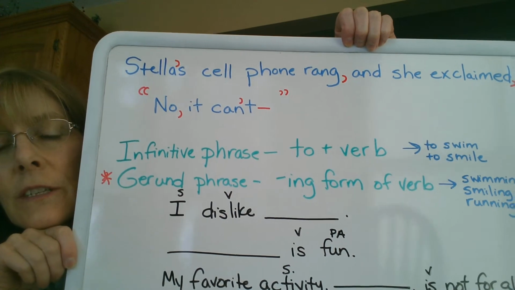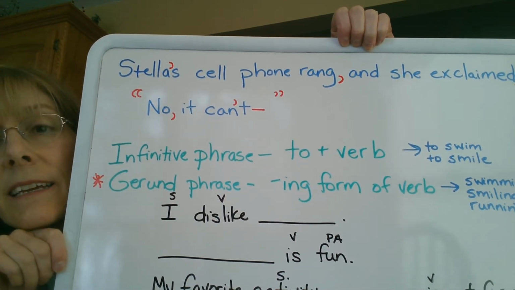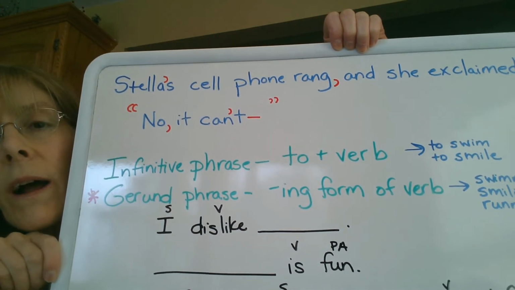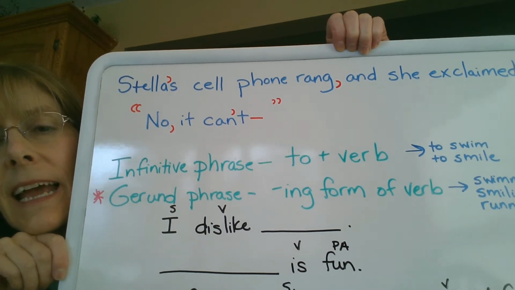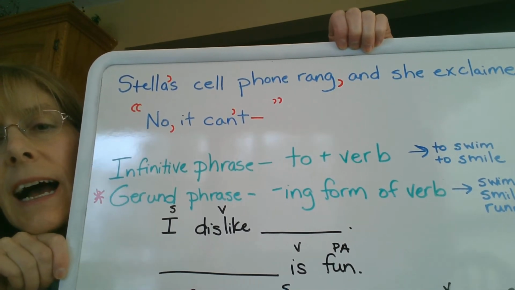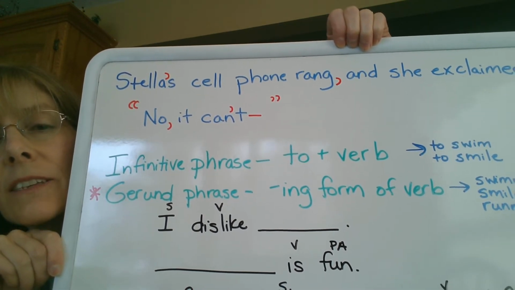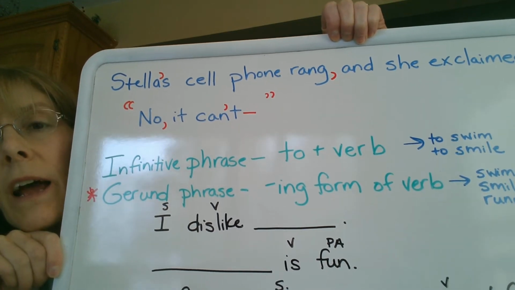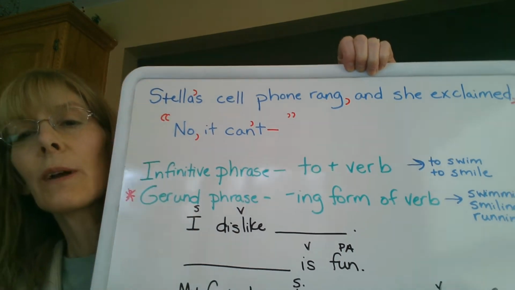All right, so the first phrase is I dislike something. Okay, what is the noun phrase going to act as in this sentence? I is the subject, dislike is the verb, so whatever gerund phrase you choose is going to serve as the direct object.